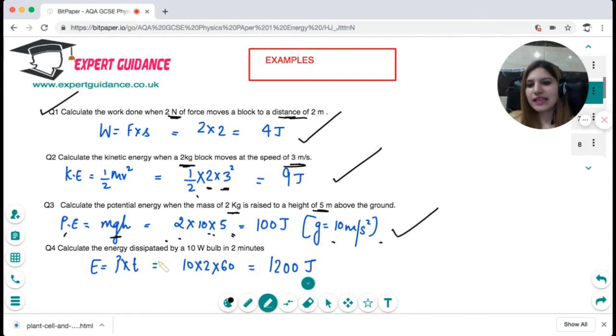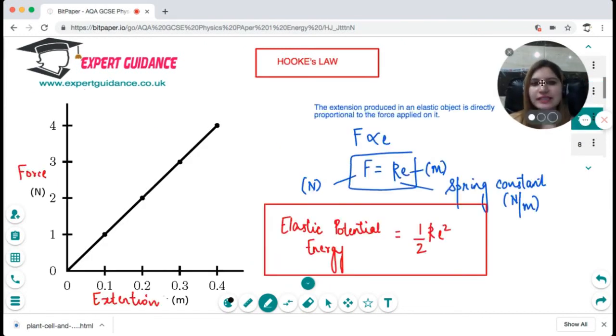Next is calculate the energy dissipated by a 10-watt bulb in 2 minutes. So energy is power times time. Power is 10 watts, time is 2 minutes, 2 times 60 is 120 seconds, so that is 1200 joules, okay? So I hope how to use these formulas is clear to you.